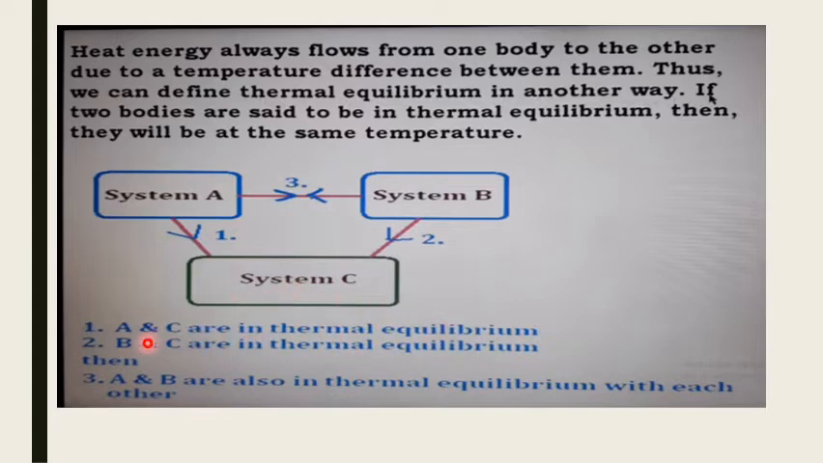Next, second condition, B and C. You can take system B and system C. Here system B is at more temperature and system C is at less temperature. What will happen after heating? Heat is transferring from the higher temperature body to the lower temperature body. So after attaining this, B and C are in thermal equilibrium. Then the third condition, system A and B are also in thermal equilibrium with each other.